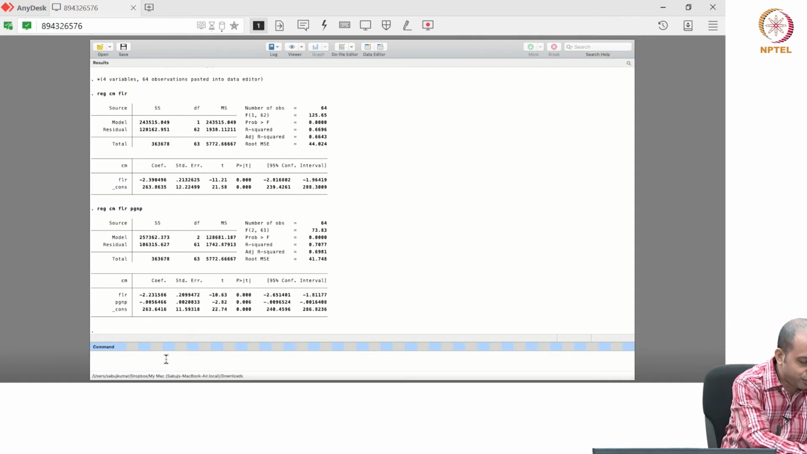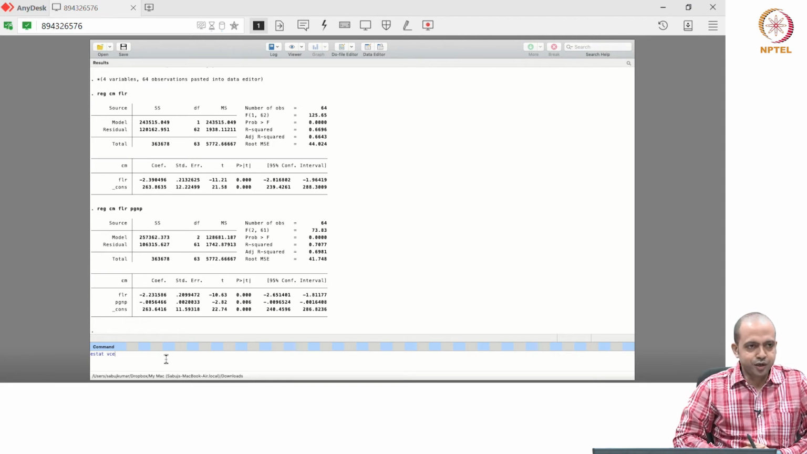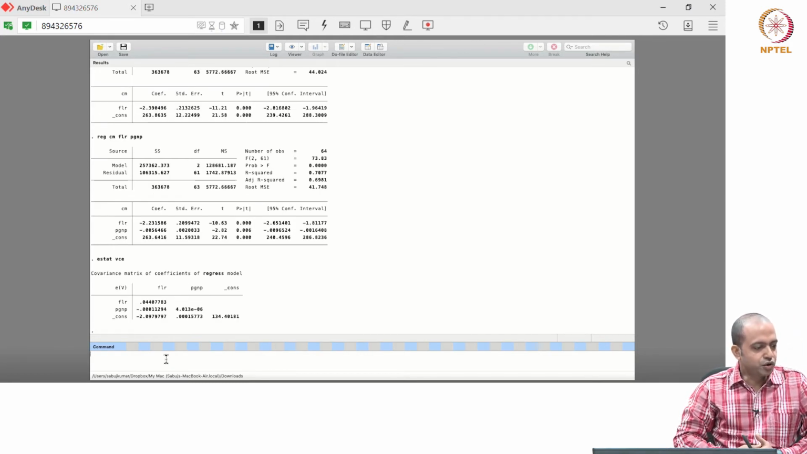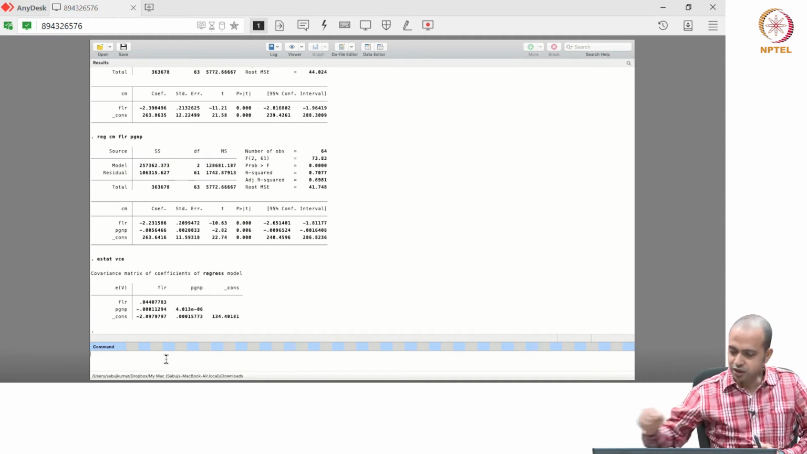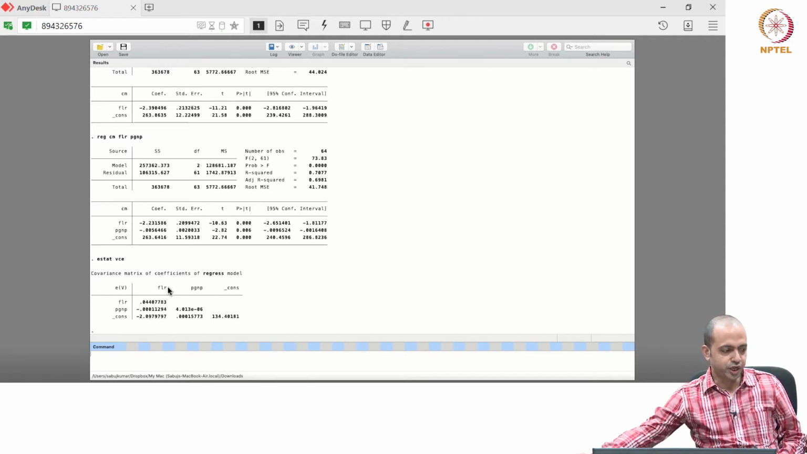And what is that command? The command is estat VCE. So, immediately after running the complete model, if you put this estat VCE command, then that will give you this type of result. Look at this. This is called the variance covariance matrix, and from here what you have to look at, this PGNP and FLR, this is the covariance. This is the covariance, 0.000001. So, minus 0.0001 is basically the covariance of FLR and PGNP. Okay. So, this you have to put into the formula.